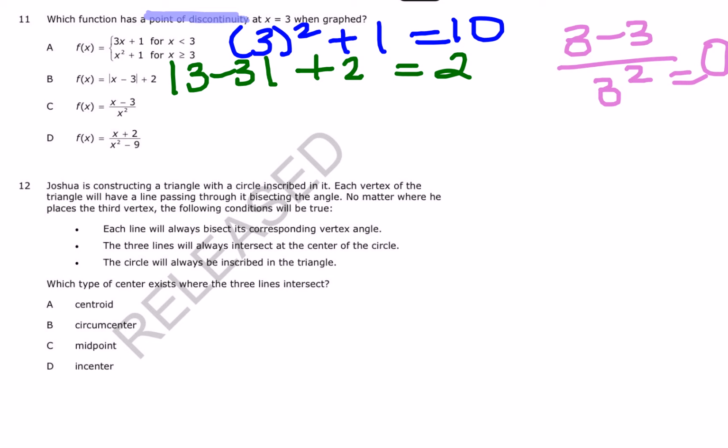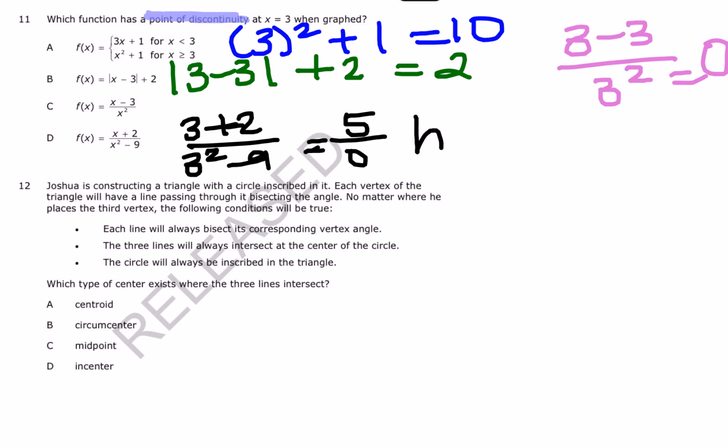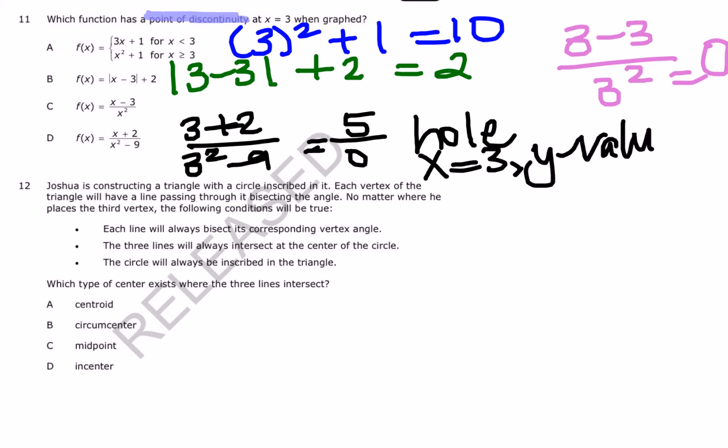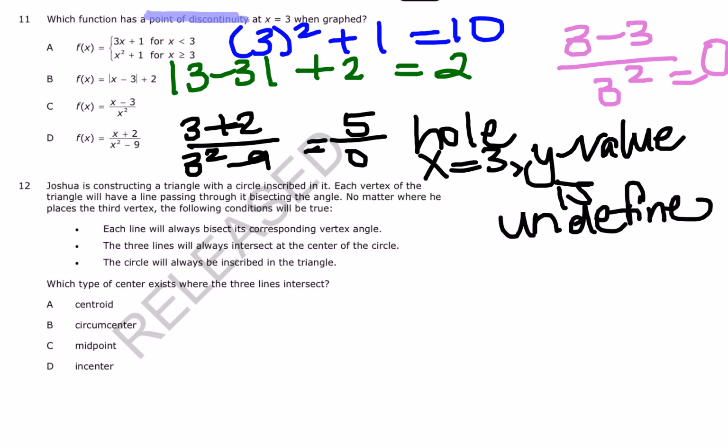And if I look at D, I'm going to plug in 3 plus 2 all over 3 squared minus 9, which gives us 5 over 0. And since you cannot divide by 0, that means that there is a hole, because at x equals 3, the y value is undefined. So the correct answer for number 11 is D.